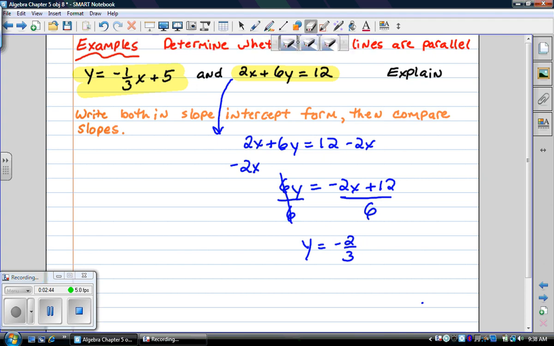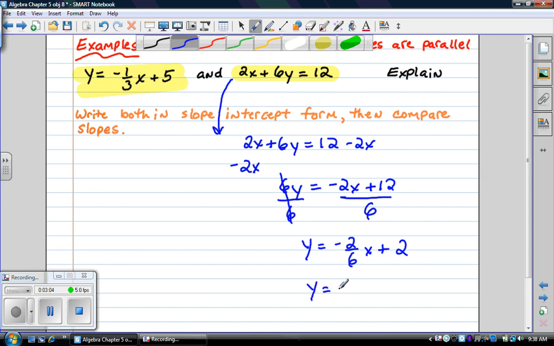Oops, little mistake there. Let's erase that. Y is going to be equal to negative 2/6 times x plus 12 divided by 6. That's going to be 2. Okay. When I simplify that slope, we wind up with an equation that says y is equal to negative 1/3 x plus 2. So I have one equation where my slope is negative 1/3.